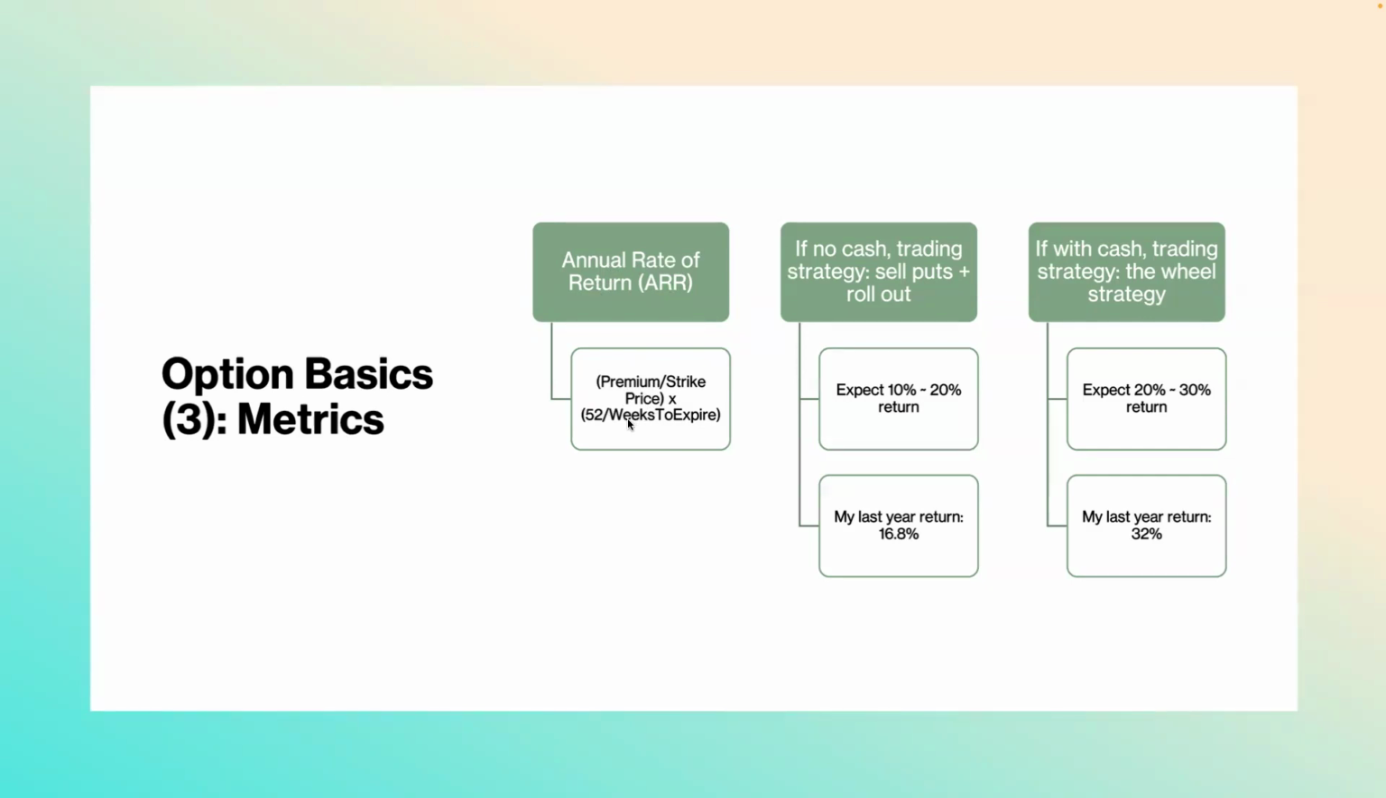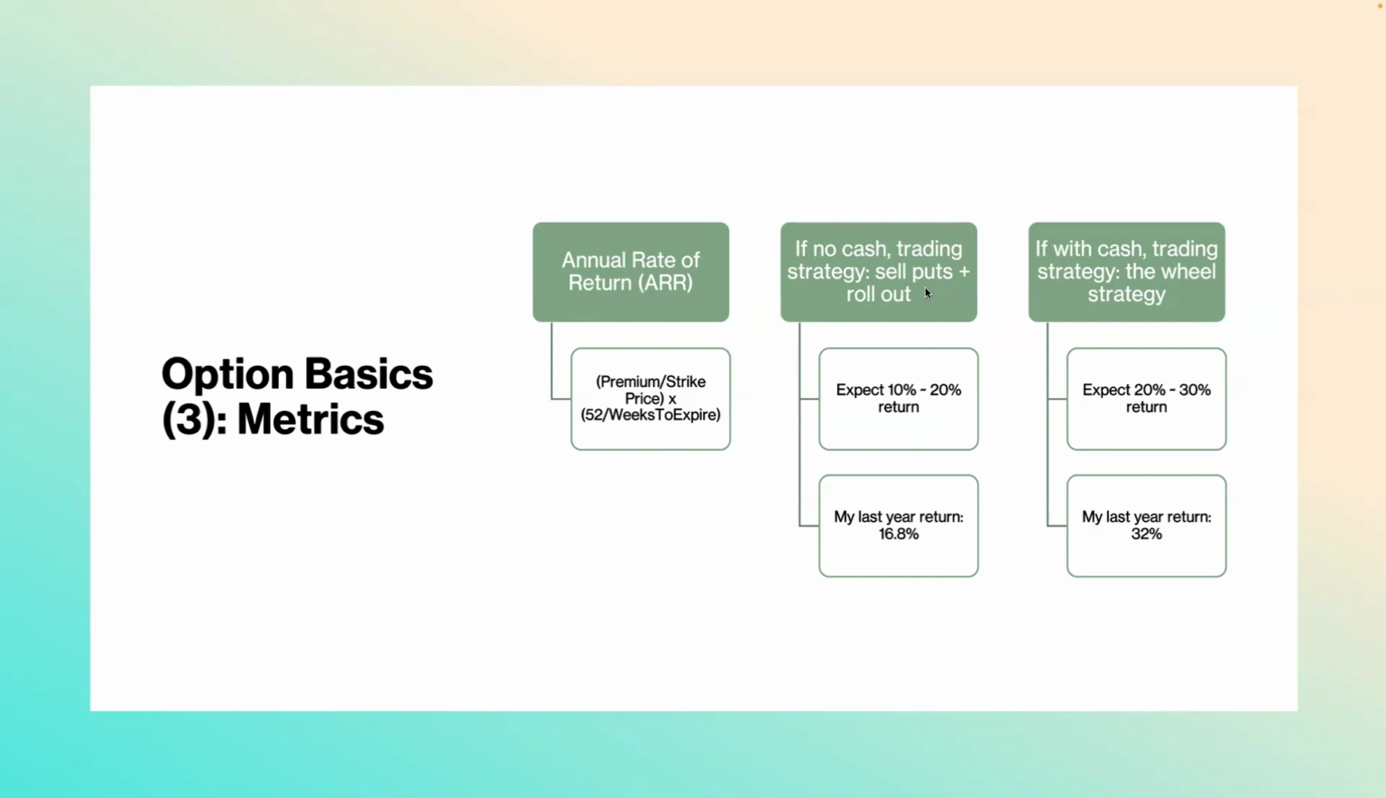For example, a put trade has a strike price of $100 and a $1.5 premium and expires in 4 weeks. The ARR from this trade is 1.5 divided by 100 times 52 divided by 4 equals 19.5%. So if the stock stays flat or doesn't move down very much, then you can keep selling this kind of put every 4 weeks for over a year to get a 19% ARR. Of course, stuff happens and stocks do move up and down.